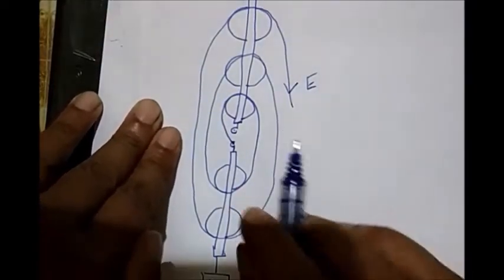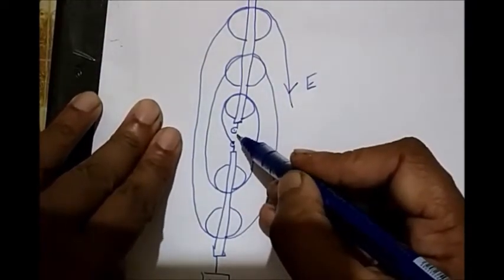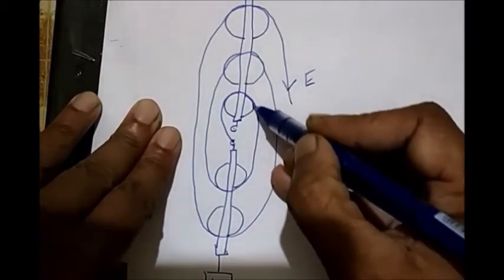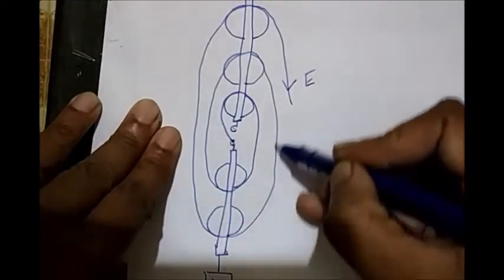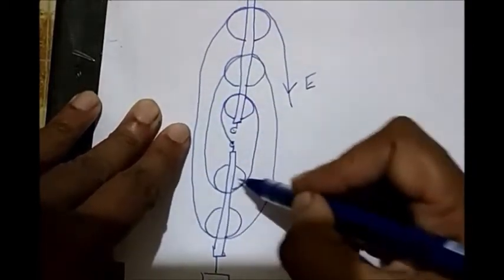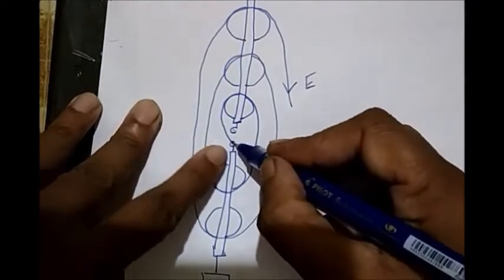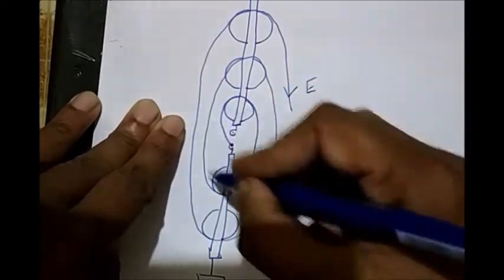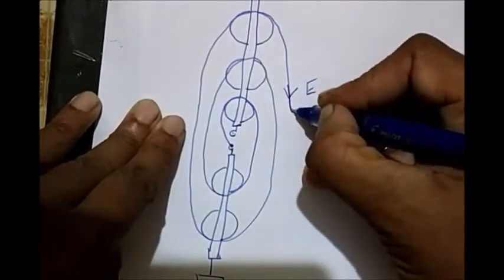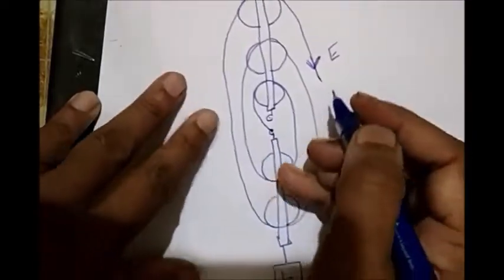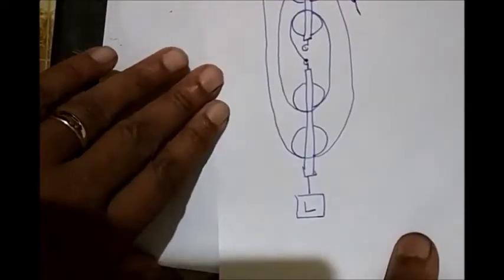Now the question is, why can't we start from here? Just try. If I start from here, it goes through this, comes here, and then goes again, so I have to overlap it. Only if I start from here, the rope goes through every pulley and comes out in a downward direction from here. Then they will ask you to derive its MA and VR.